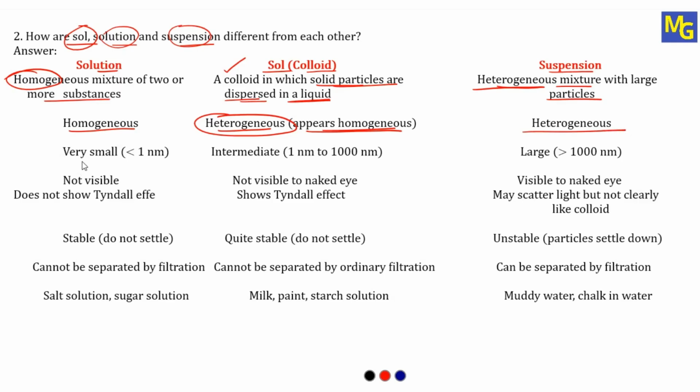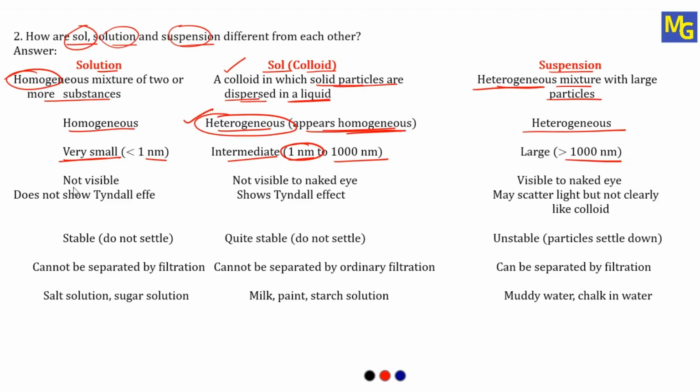You can see here the particle size is very small in case of solution, that is less than 1 nanometer. Nm is the nanometer, the measuring unit used to measure the size of particles. So in solution it is very small. In colloid it is intermediate, meaning the particle size is between 1 nanometer to 1000 nanometer. So it appears homogeneous, but actually it is heterogeneous. In suspension, particles are of bigger size, greater than 1000 nanometer.